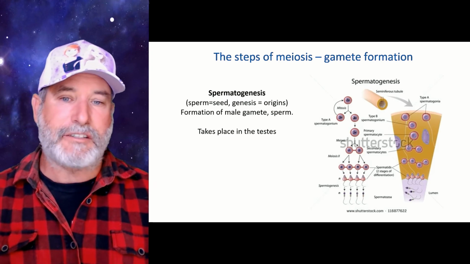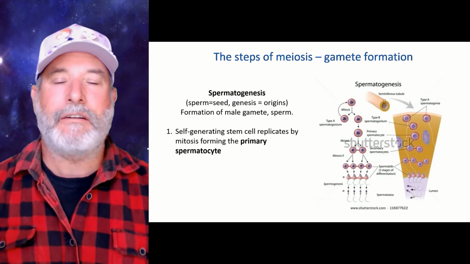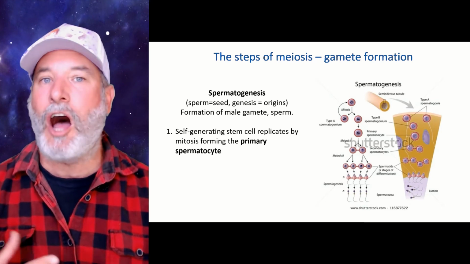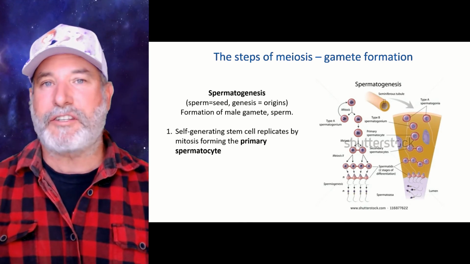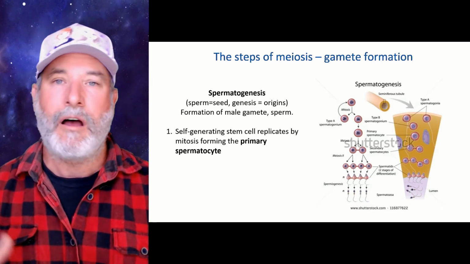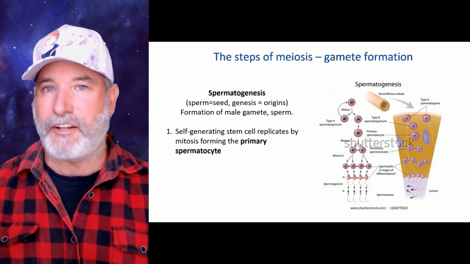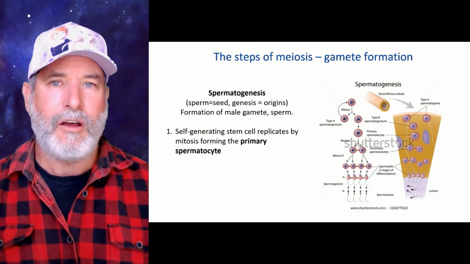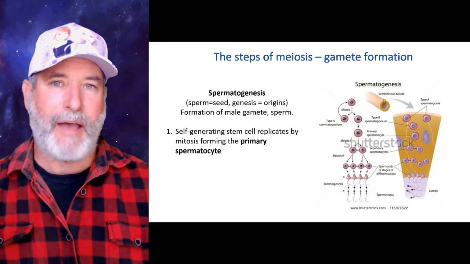For us, it's adolescence. And you begin with a self-generating stem cell, right? Now, a stem cell is just undifferentiated. It's not expressing particular genes to make it become a cell type. So they're undifferentiated. They can differentiate into other cells. You begin with your primary spermatocyte.